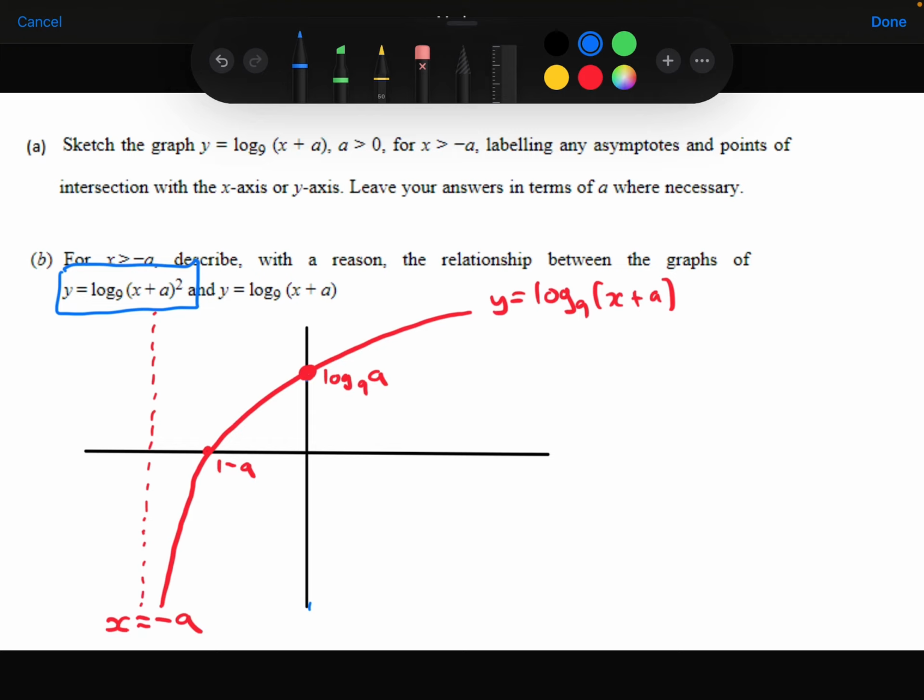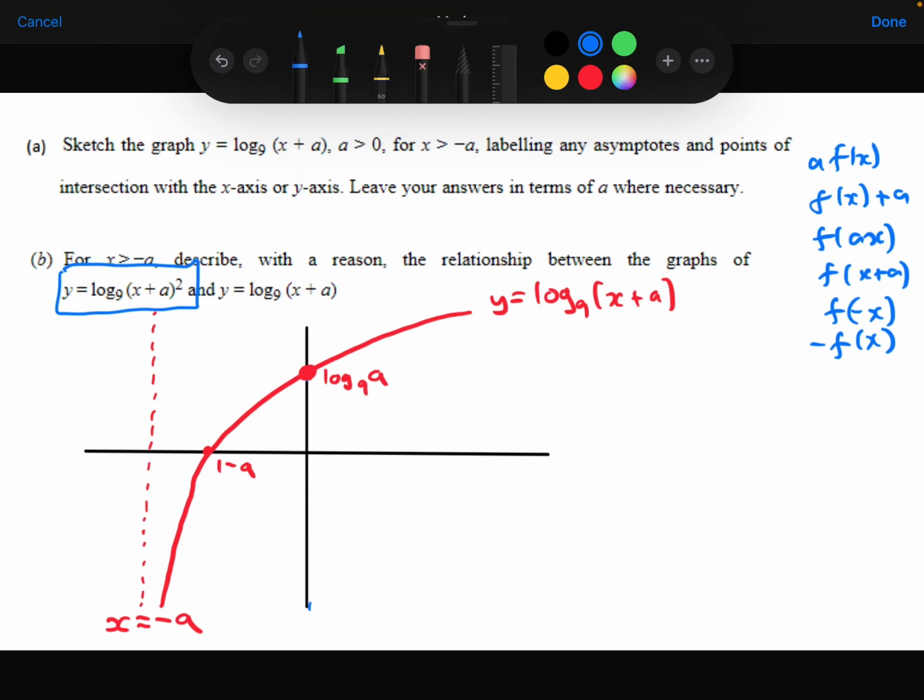Now this is going to be a transformation of some kind, I can see that, because I've got the log base 9 of x plus a. The squared, though, the way that's written at the moment, that doesn't look like any of our usual transformations. Remember, our usual transformations are a times f of x, f of x plus a, f of ax, f of x plus a, f of minus x, and minus f of x. We're used to dealing with all of those transformations. The squared, not so much. But there is a trick we can use.